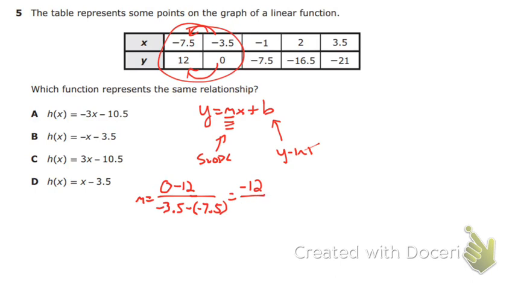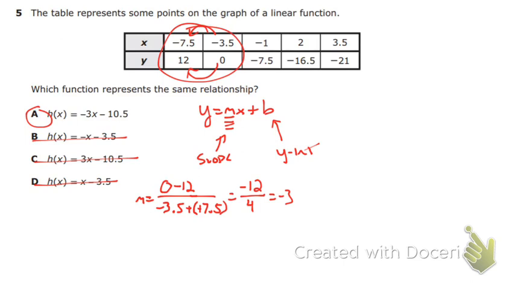I'm just going to go to my calculator with that. And remember that when I'm subtracting a negative, that means I'm adding. But negative 3.5 plus 3.5 is going to be 4. So negative 12 over 4 is negative 3. That's our slope. Well, honestly, there's only one answer choice that even has that slope. So I know that the answer is going to be A.